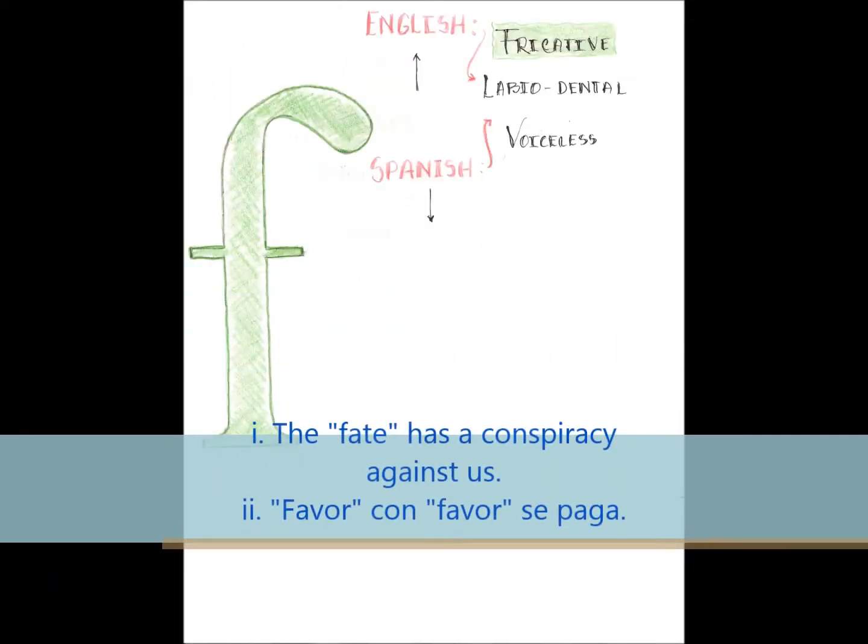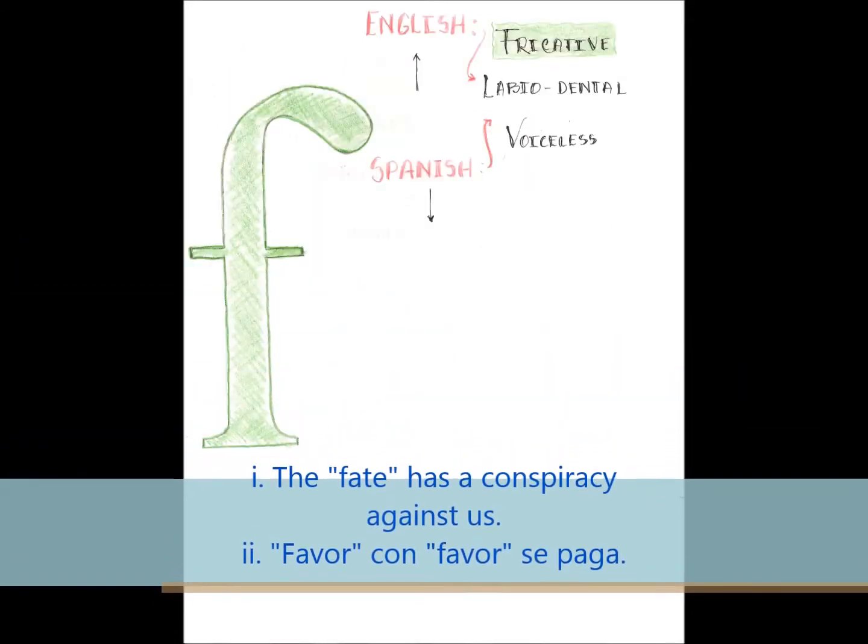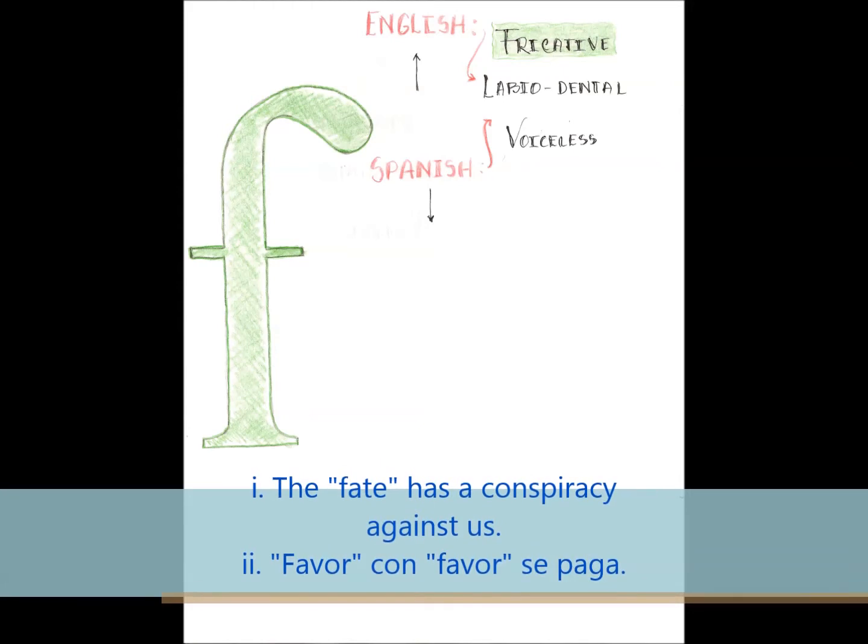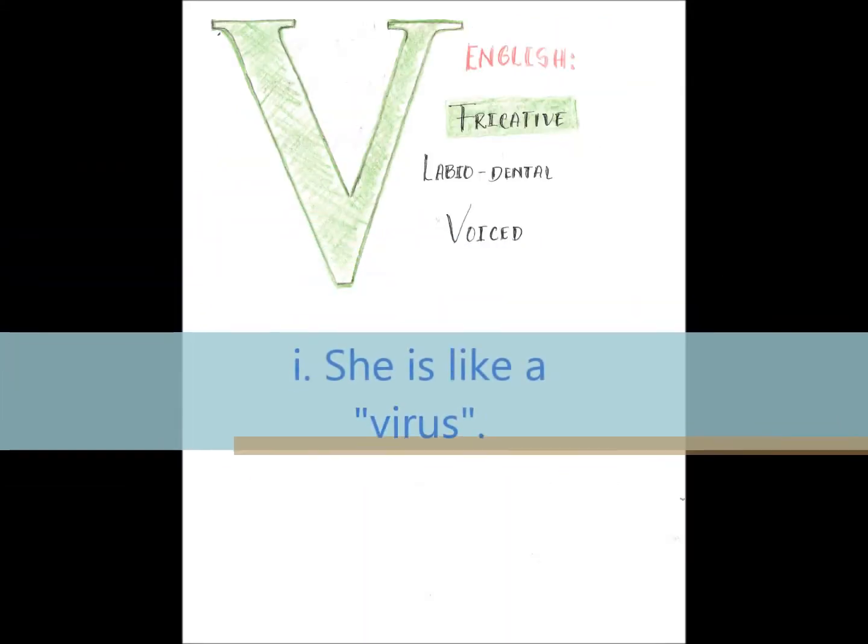The fate has a conspiracy against us. Favor con favor se paga. This phoneme is present in both languages. They have the same characteristics: fricative, labiodental, and voiceless. With this phoneme, the same situation happens about the strength of uttering. She is like a virus.